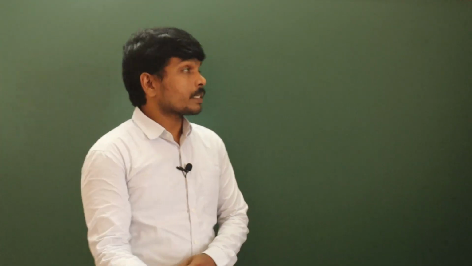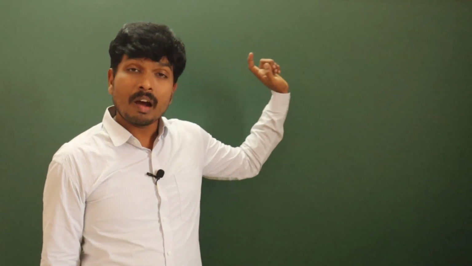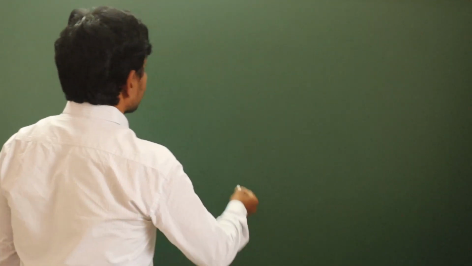Now I am going to discuss T ratios of negative angles. Sin of minus theta equals minus sin theta, cos of minus theta equals cos theta, tan of minus theta is equal to minus tan theta, cot of minus theta is equal to minus cot theta, secant of minus theta equals secant theta, and cosecant of minus theta equals minus cosec theta. How did we get that? We will discuss now.